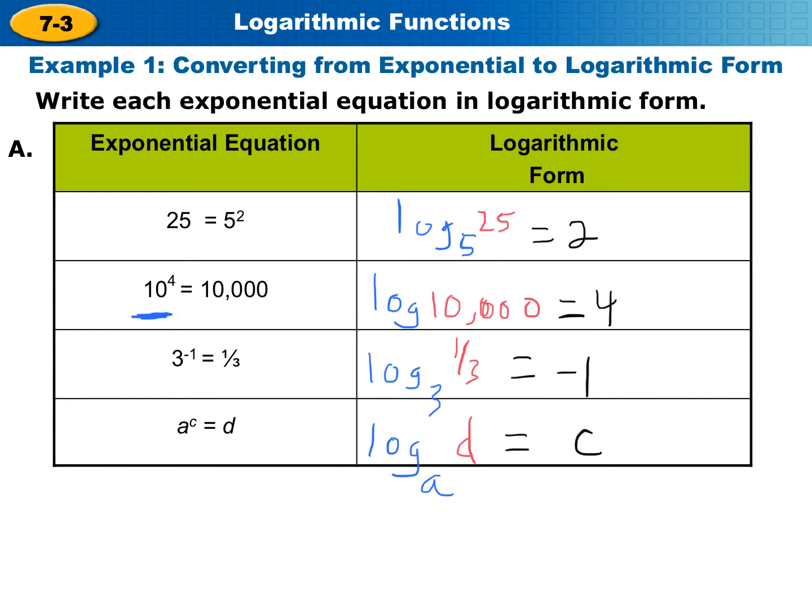Looking at the first one, another way to look at this is, since 5 is the base, what exponent would you have to raise 5 to get to 25? And that would be 2. So 5 raised to the second power is 25. So 2, 4, -1, and C. Those are all the exponents. So we set the logarithmic expression equal to the exponent.